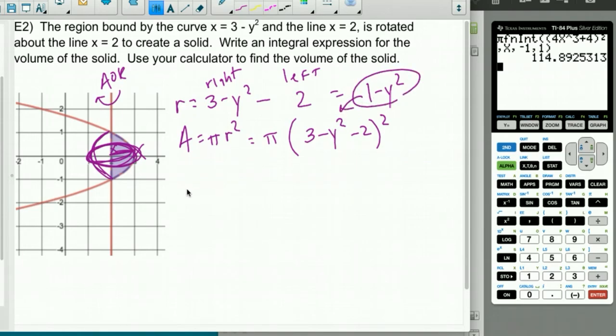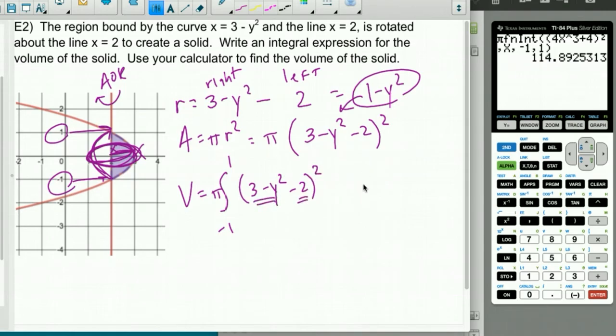So my volume is going to be the integral from the starting y, which is negative 1, to the ending y, which is 1, right? First disk to the last disk, of a pi times this thing. You'll be surprised to find that if you look at an AP scoring guideline, they're literally going to have this curve minus this curve. They're not even going to bother to simplify it.